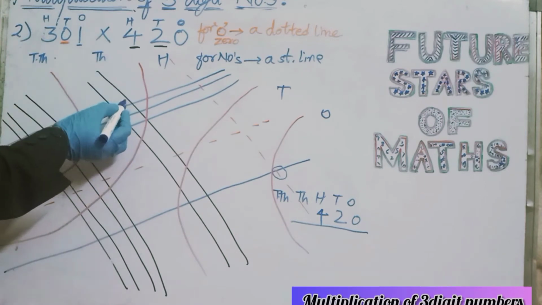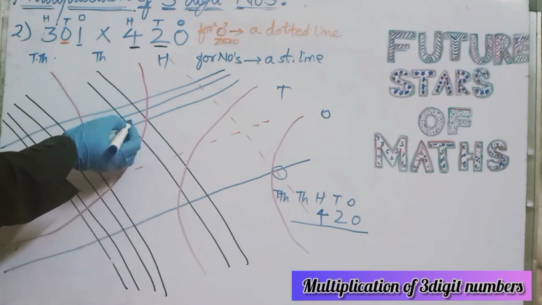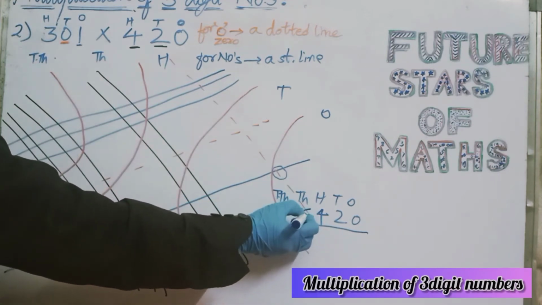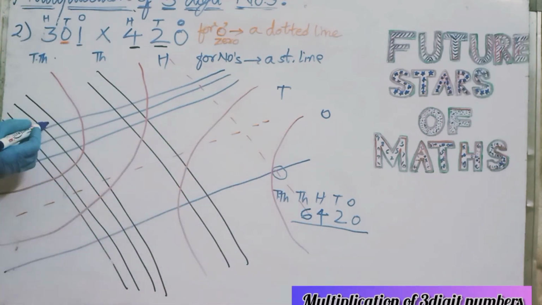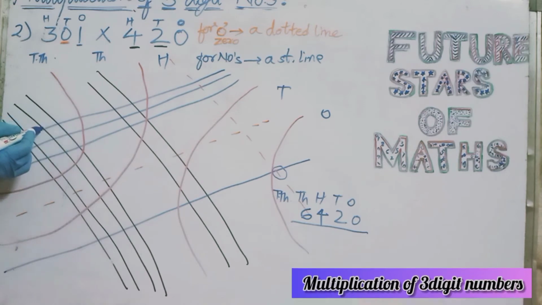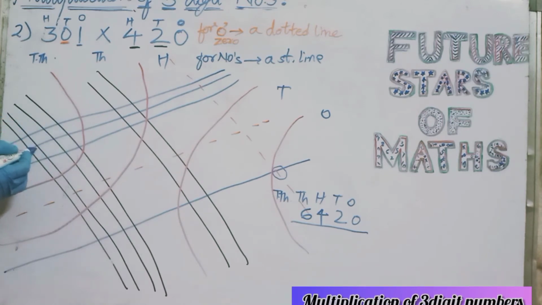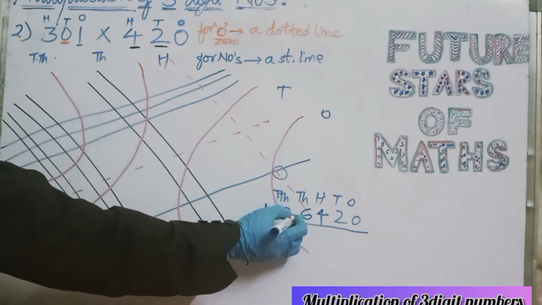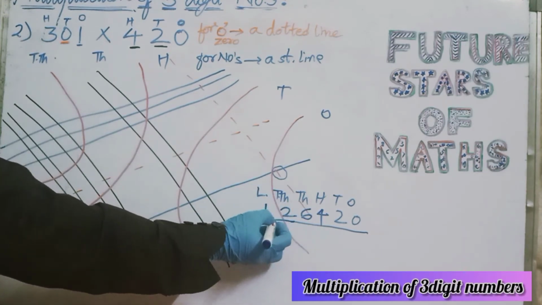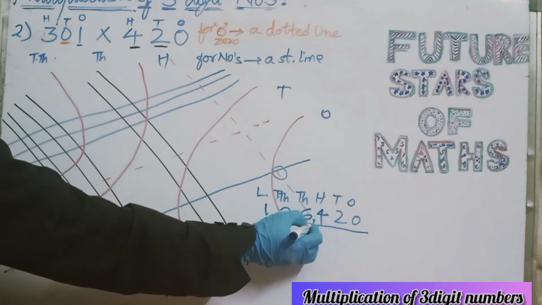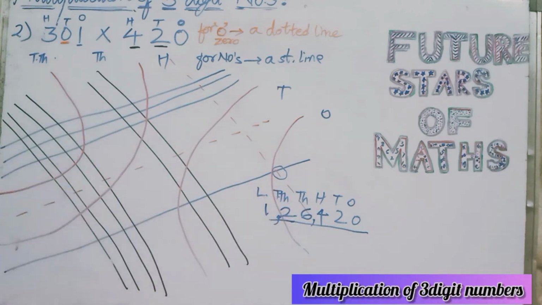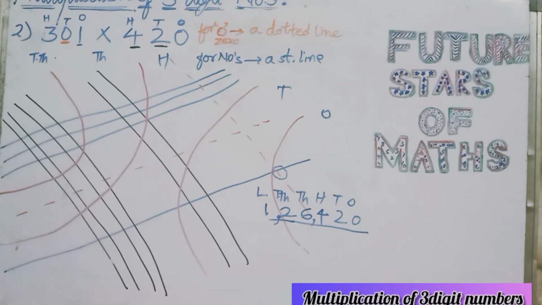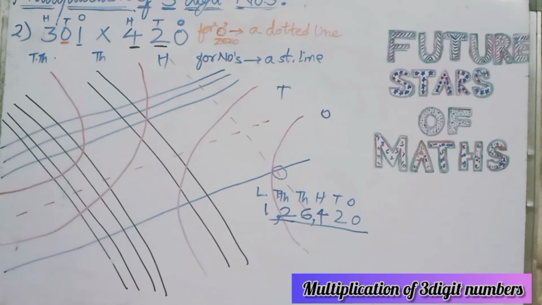In the thousands place 1, 2, 3, 4, 5, 6. Then no intersecting points over here. So in the thousands place 6. Then in the 10,000 place 1, 2, 3, 4, 5, 6, 7, 8, 9, 10, 11, 12. So my answer is 1,26,420. In this way, you can multiply any 3-digit number.